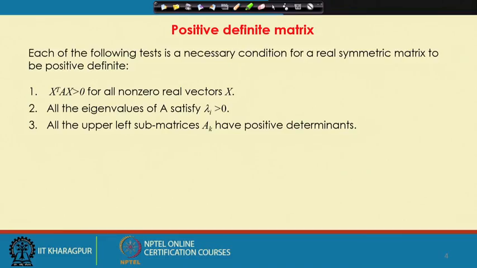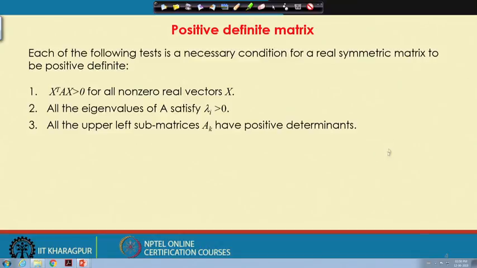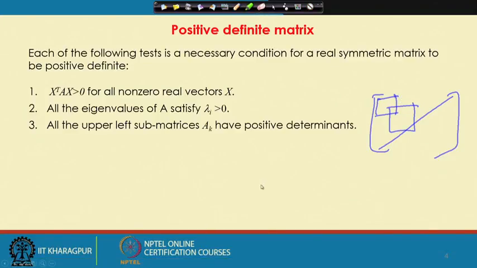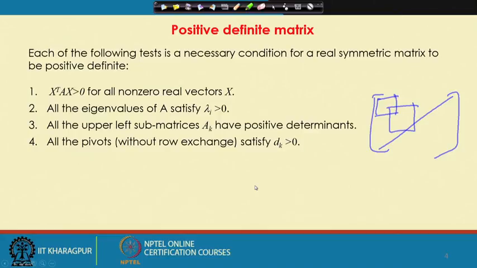All the upper left submatrices of A, for example, if we have a large matrix A, all the upper left submatrices, if we take this diagonal, any matrix above this, will have a positive determinant. All the pivots without doing row exchange must satisfy dk greater than 0. So, all the pivots should be positive pivots.